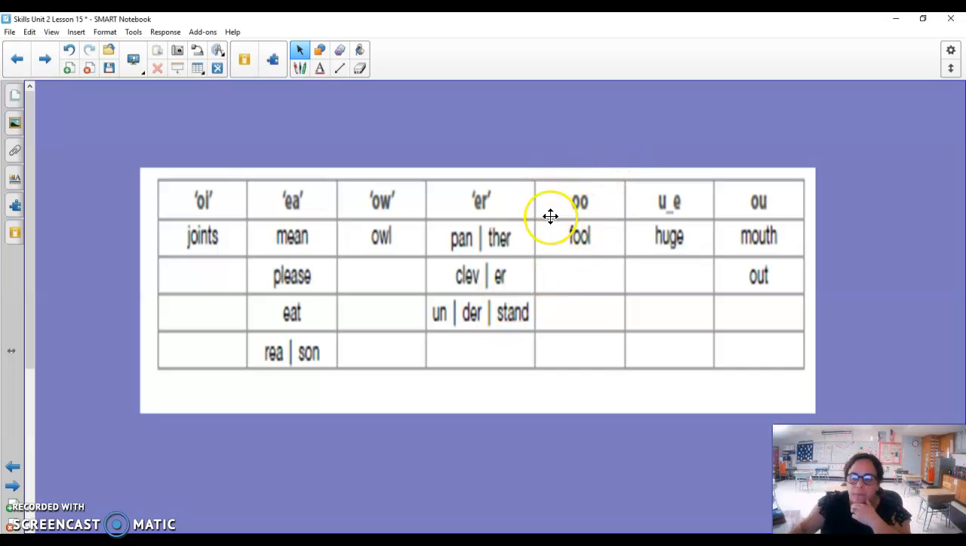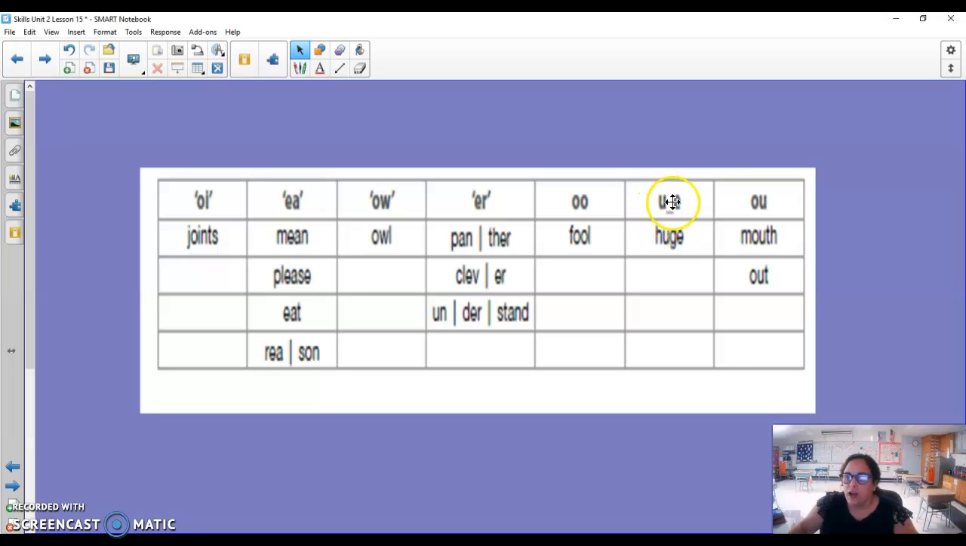Understand. Okay, remember, O-O has two different sounds. O-O can say ooh as in zoo or as in book. So this one says ooh. So let's tap it. Ooh, ooh. What's the word? Fool. And this is a vowel team, remember?